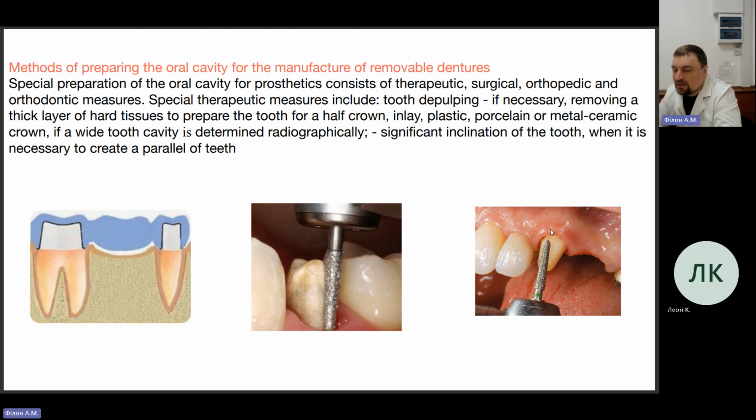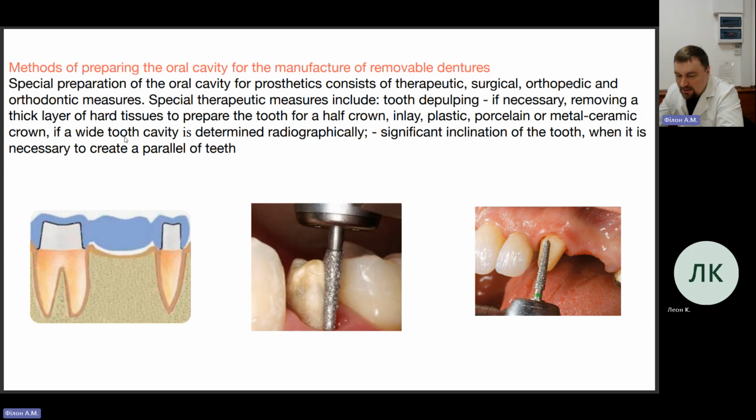Methods of preparing the oral cavity for the manufacture of removable dentures. Special preparation of the oral cavity for prosthetics consists of therapeutic, surgical, orthopedic, and orthodontic measures. Special therapeutic measures include tooth depulping, not dependent on the situation, not always, only if necessary. Removing a thick layer of hard tissues to prepare the tooth for a half crown, plastic, porcelain, or metal ceramic crown. The wide tooth cavity is determined radiographically. Significant inclination of the tooth, when it's necessary to create parallelism of the teeth.